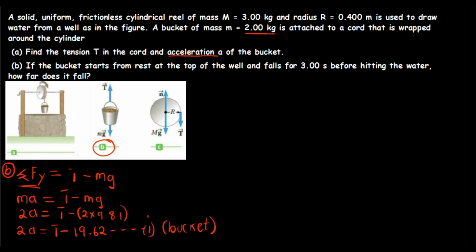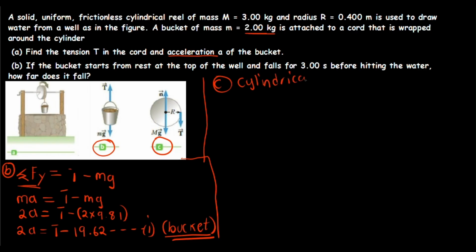Bucket. So I've even indicated that this is the bucket. Now let me go to C. What is there on C? On C, you have this part here. On C, you have what we call a cylindrical reel. So let me write another equation that I'll have to create for the cylindrical reel. So I'll do this.